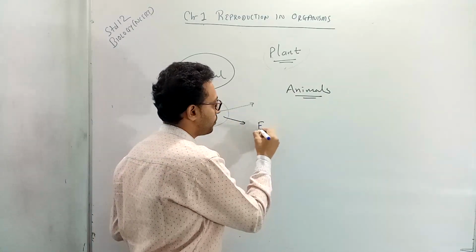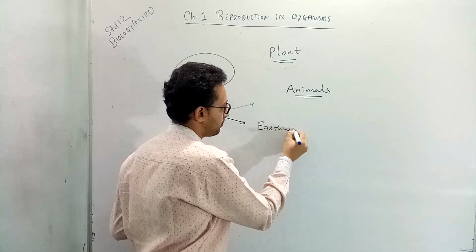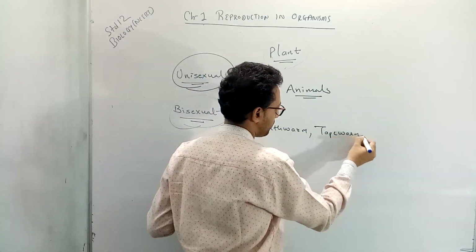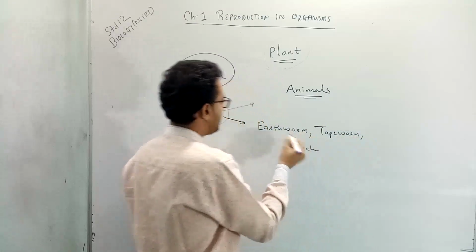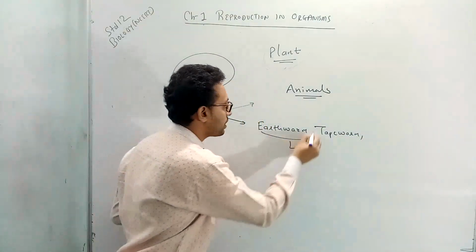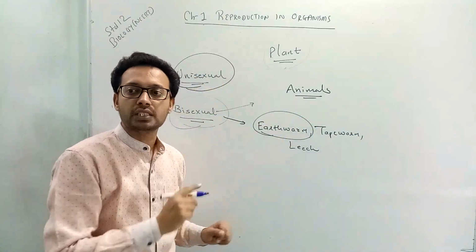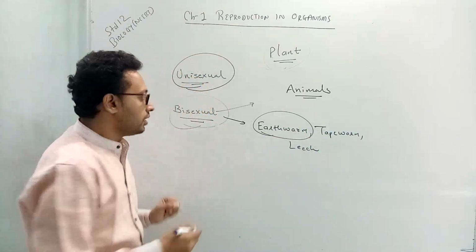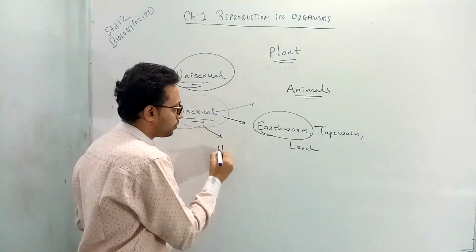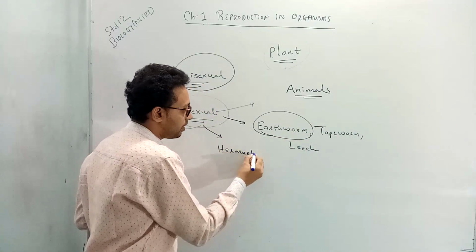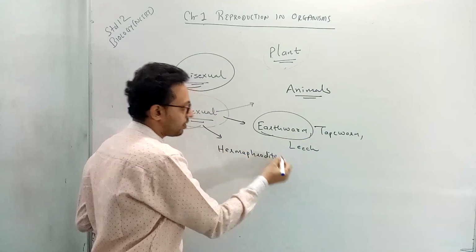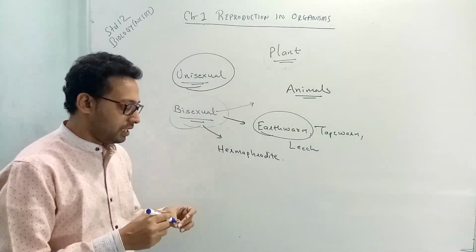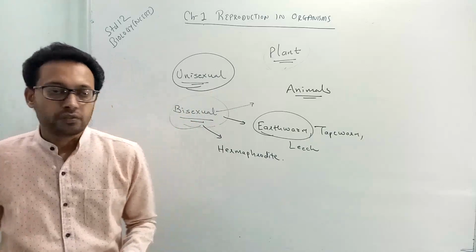For example, earthworm, tapeworm, leech, etc. These are bisexual, meaning one earthworm has both organs, male as well as female reproductive organ. Similarly, it applies to a tapeworm and the leech. This bisexual organism can also be called a hermaphrodite. What can it also be called? Hermaphrodite. Okay, so that is about sexuality in living organisms. Now we go ahead.